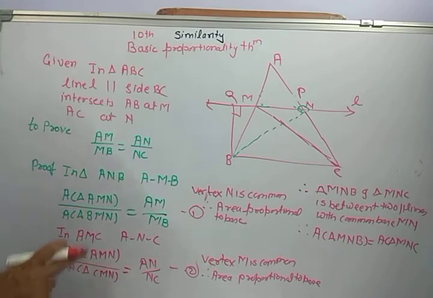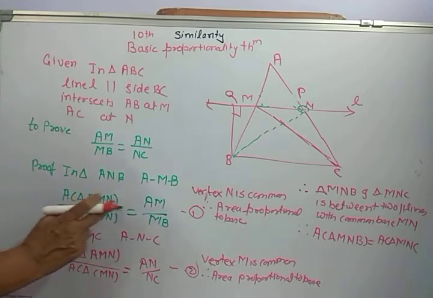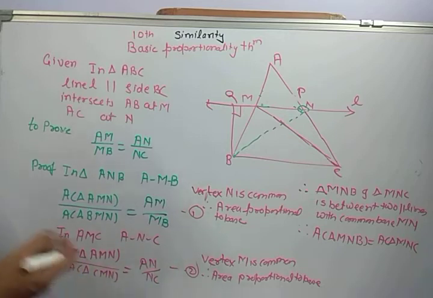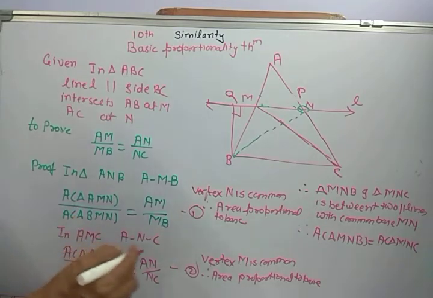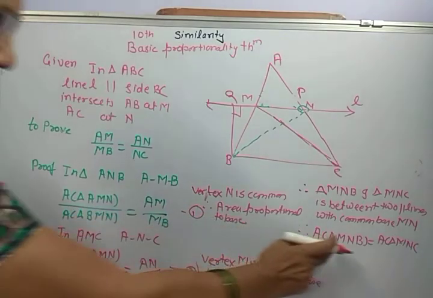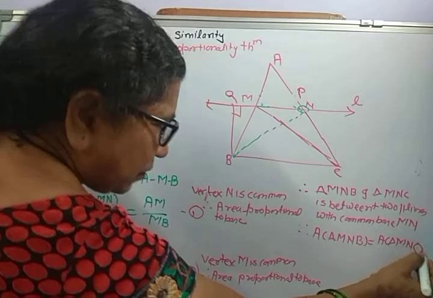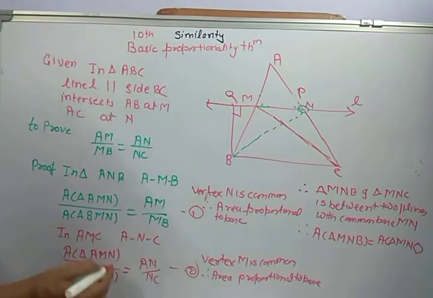Now here, AMN upon BMN, and here I have written MNB, here BMN, but MNB and BMN are names of the same triangle, two different names. Any triangle can be written in 6 different ways. So BMN, MNB, CMN, MNC. So these denominators are the same, and in the numerator it is AMN, both are the same.